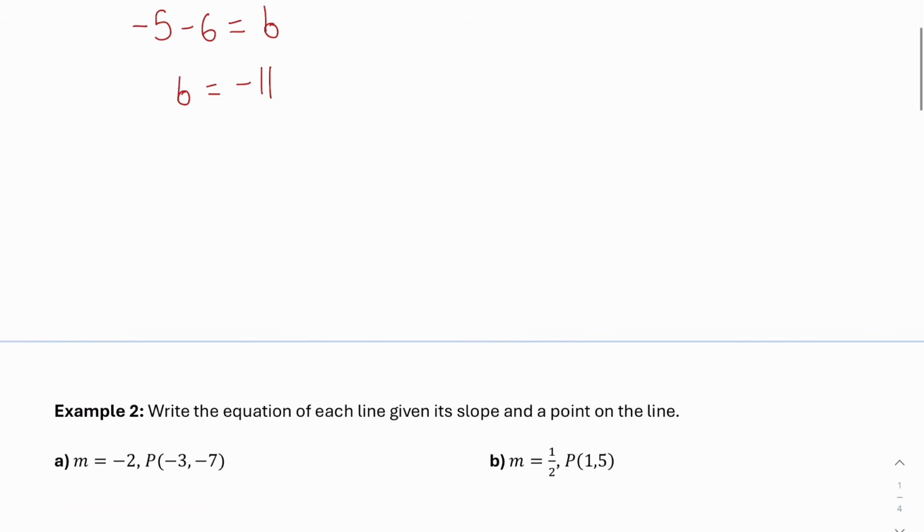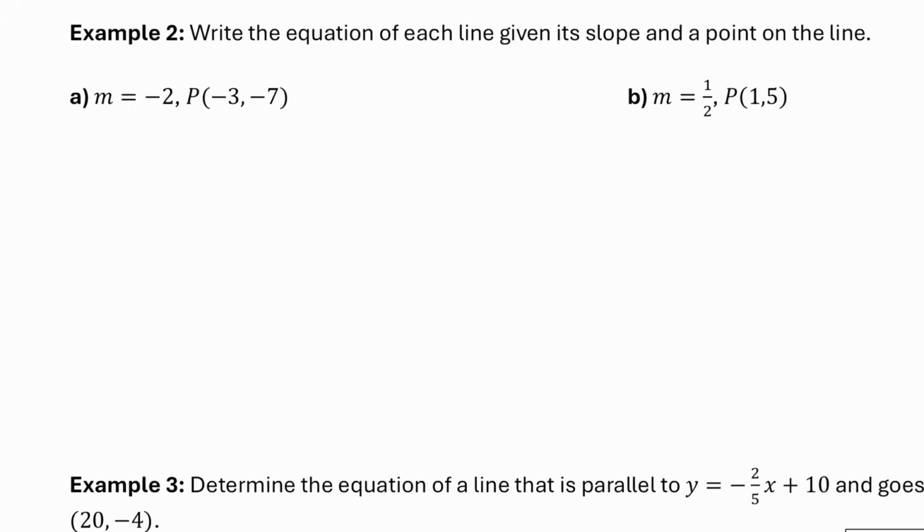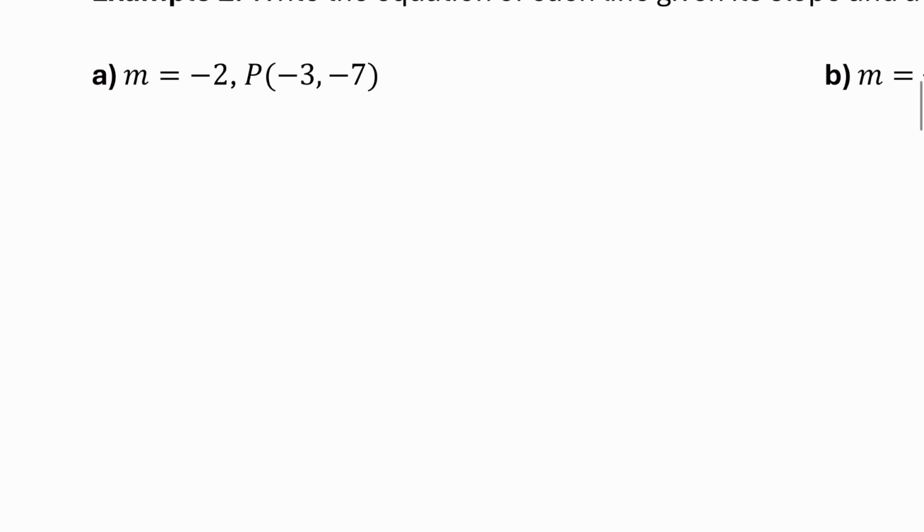Let's try another example. Example 2. It says write the equation of each line given its slope and a point on the line. So if I look at part A, if I want the equation in slope y-intercept form, the format y equals mx plus b, I need to know m and b. The question gives me m is -2, but it doesn't give me b. I'll have to solve for it by subbing in this point for my x and y values into my equation and then solve for b.